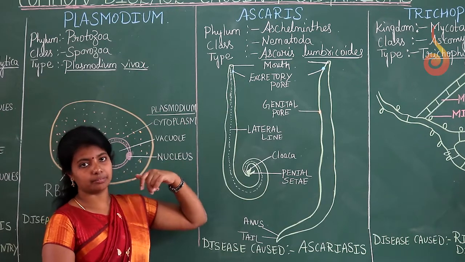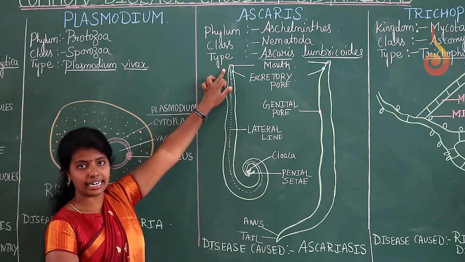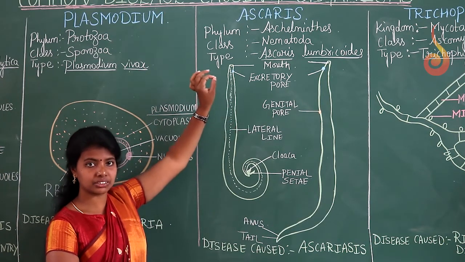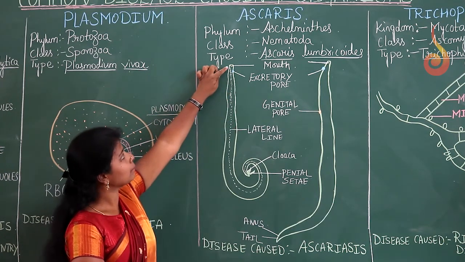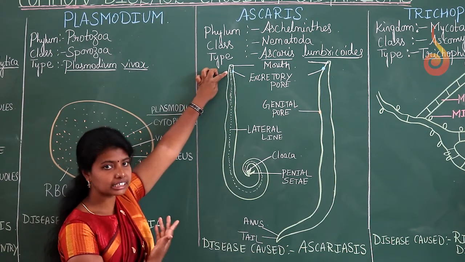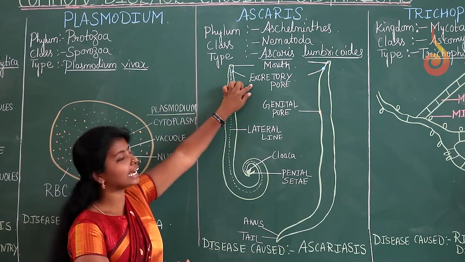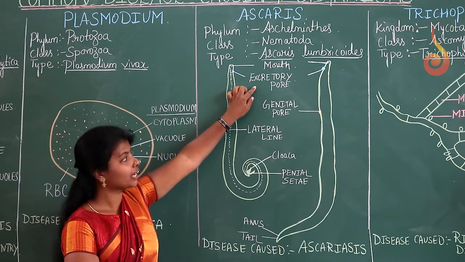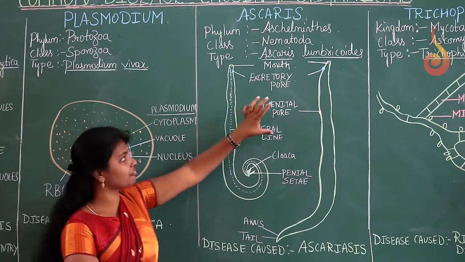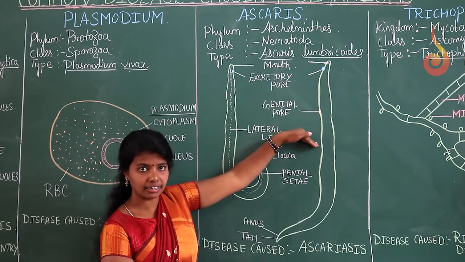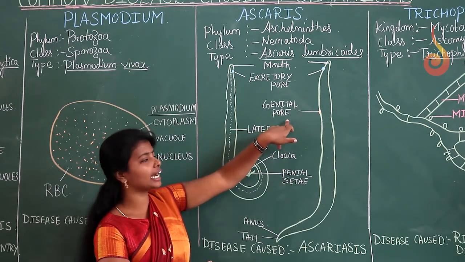And structurally, this is the anterior end. The anterior end bears the mouth at its extreme tip, and below the mouth towards the ventral side there is an aperture called the excretory pore. And in females, if we come down one-third from the anterior end, we are able to see the genital pore.